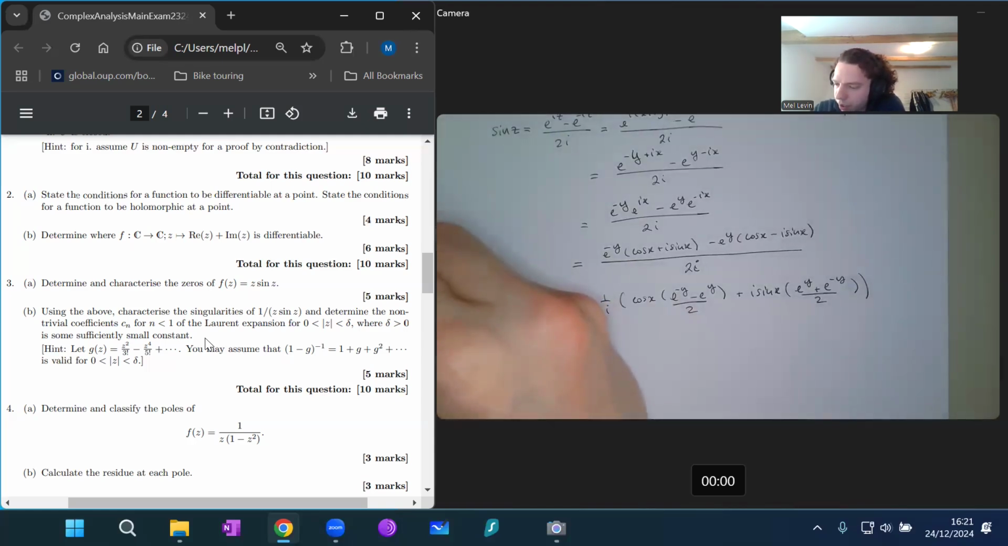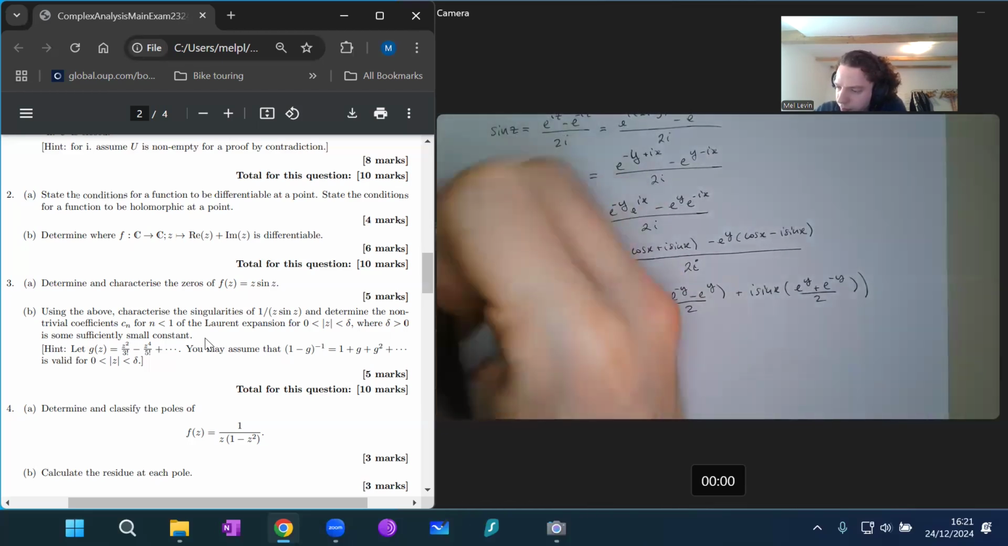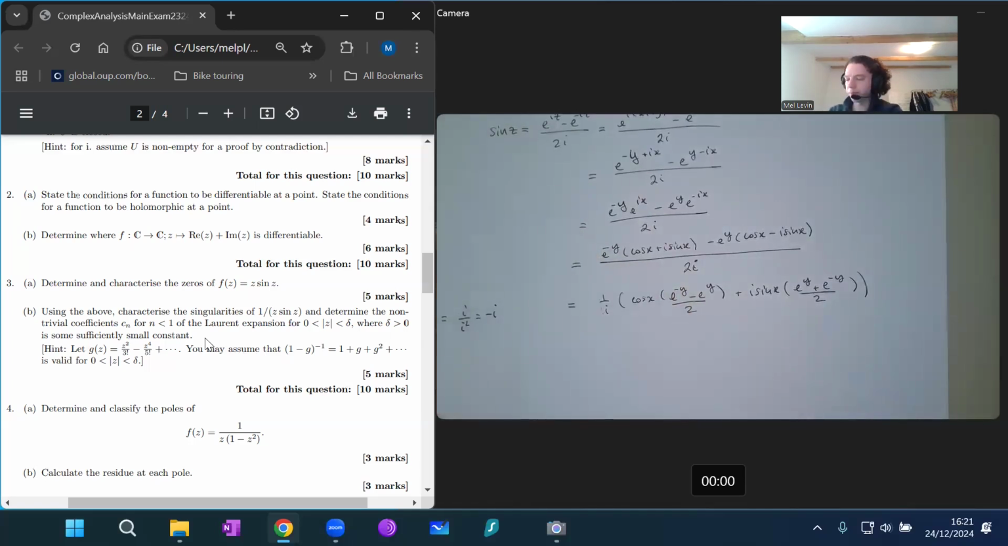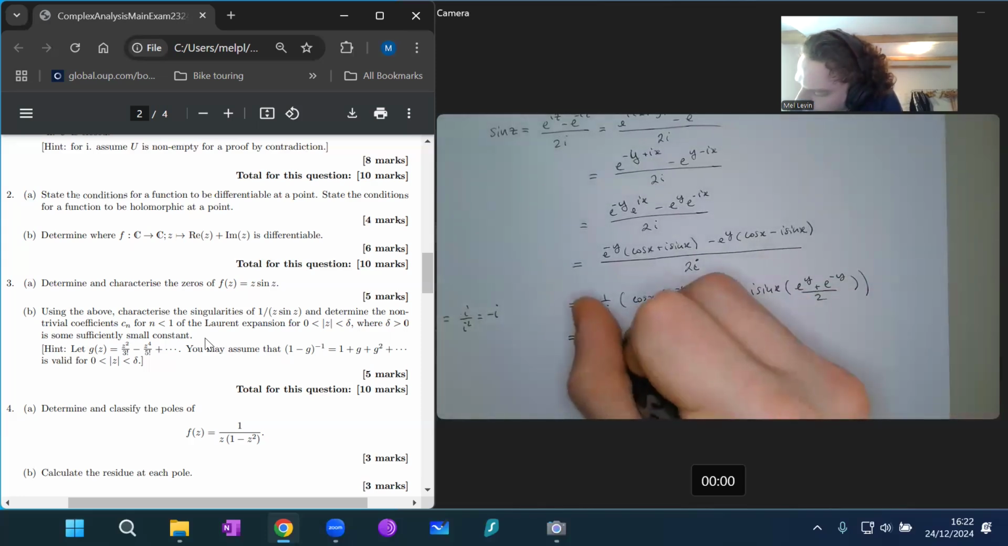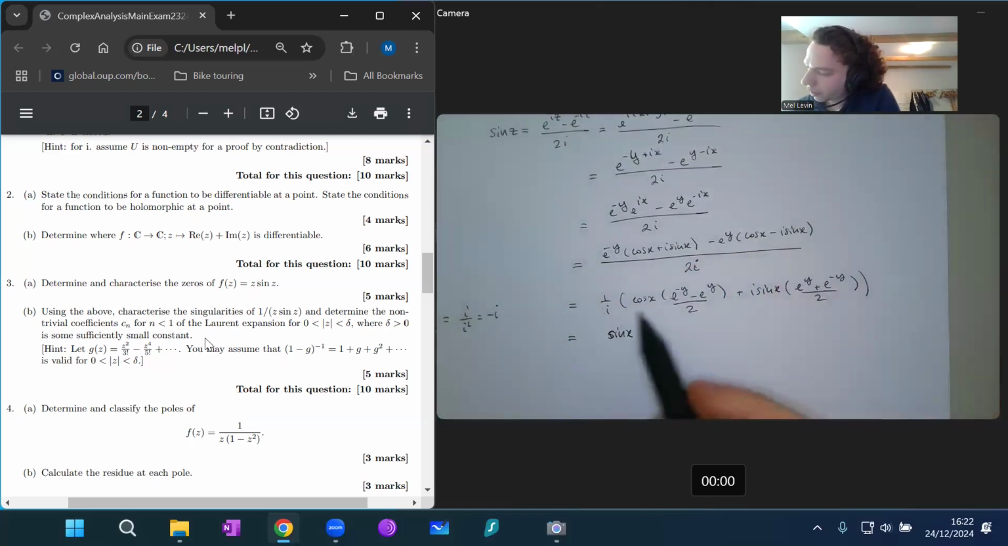And then note that 1 over i is actually equal to minus i, right? How do I know this? By multiplying by i top and bottom, we can realize the denominator. So here I multiply by i top and bottom, and i squared is just minus 1, so it's minus i. 1 over i is minus i. So we get sine x. Well, the i and the i here cancel.